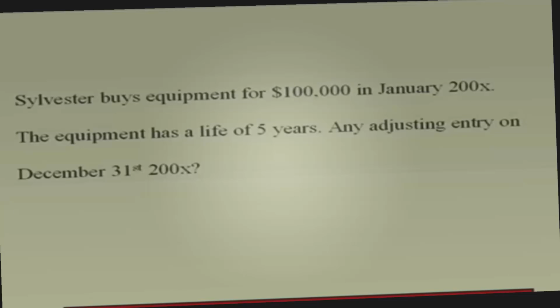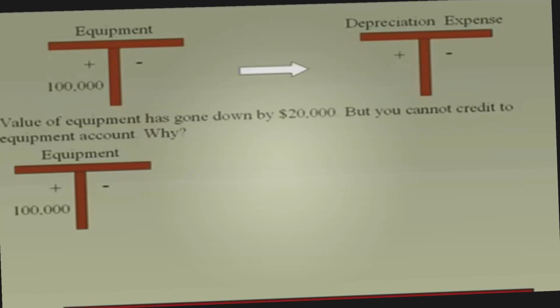The value of the equipment has gone down by $20,000 because if the life is 5 years, the cost is 100, it means that every year, if you divide it, 20,000 gets used up. When an asset gets used up, it gets converted to an expense. When equipment gets used up, it's called depreciation expense. So depreciation expense goes up 20, and the value of the equipment goes down 20. Am I correct? If the value of the equipment goes down 20, you credit equipment 20,000 and you debit depreciation expense 20,000.